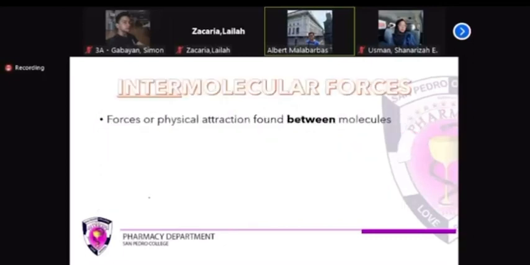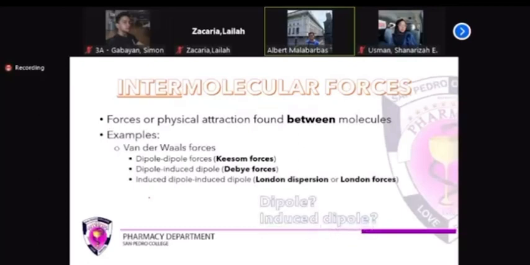Okay, so that is it for our intramolecular forces: polar covalent, non-polar covalent, ionic. How about for your intermolecular forces? Your intermolecular forces are the forces found between molecules.